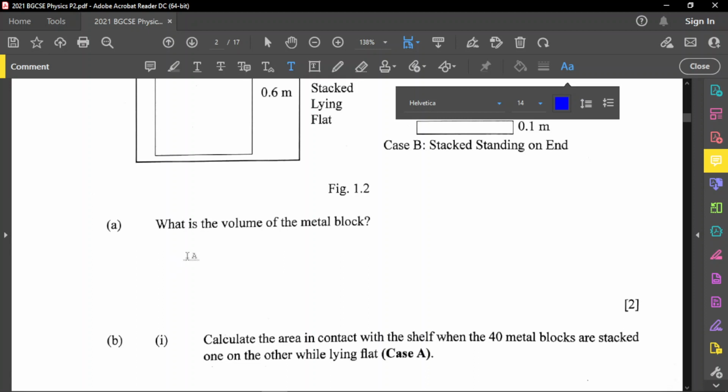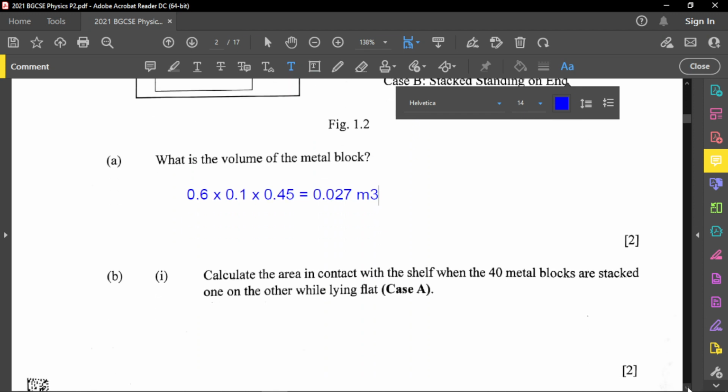The volume of the metal block is 0.6 multiplied by 0.1, which is another dimension there, and then multiplied by 0.45. What we get as a result for the block is 0.027, and that will be meters cubed. So that is the volume of the metal block.